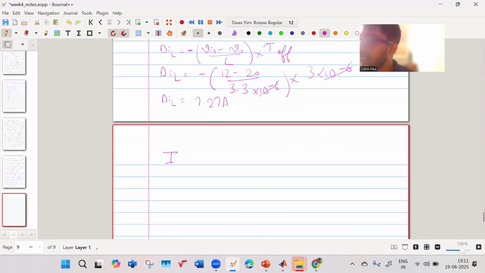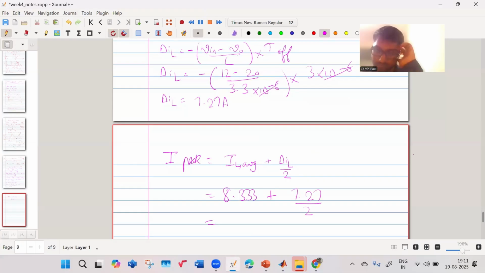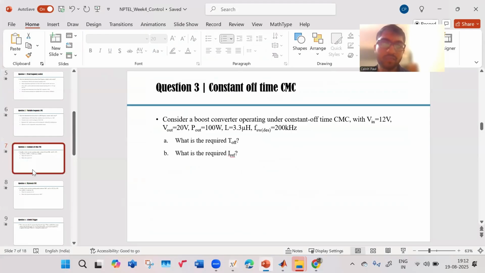So that means your I peak will be equal to IL average plus delta IL by 2. Your IL average was 8.333, delta IL is 7.27 by 2. So how much is this? 11.97 ampere. Okay, any doubts in this? Okay, so we proceed to the next question.